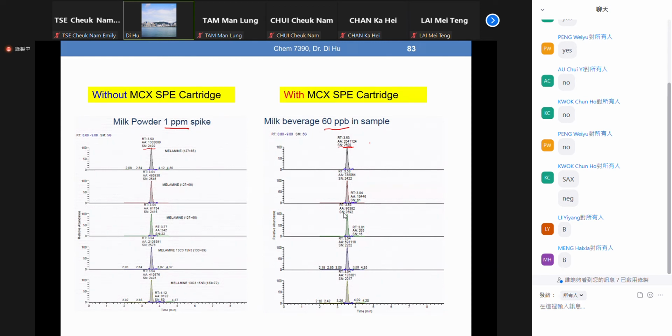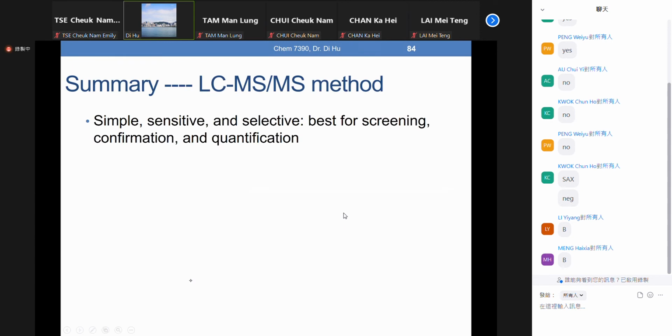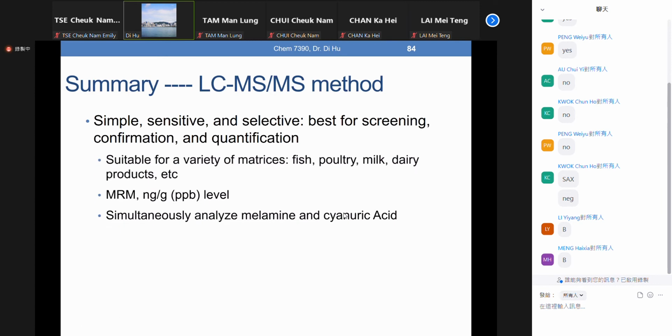That is not just for this pair, you can see it also for different pairs, right? Okay, so if we summarize, this Helix analytical method for melamine is quite simple, sensitive, and really good for screening.